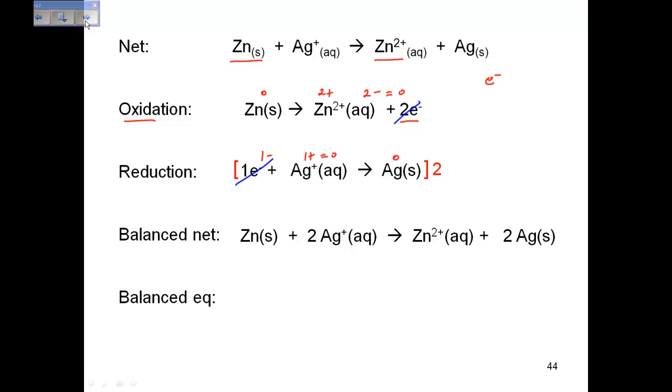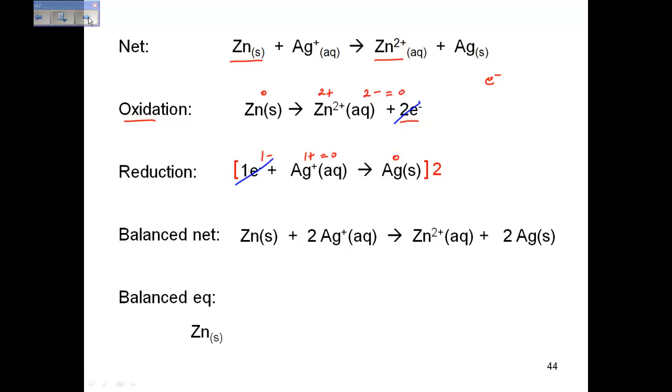Let's look at zinc first. There are no spectators, so that will go down just like it is in my balanced equation. Then I have silver plus. The spectator on that, if you recall, was nitrate. So I need to put silver plus and NO3 minus together in their formula unit, balancing the charges. When I do that, I get AgNO3.